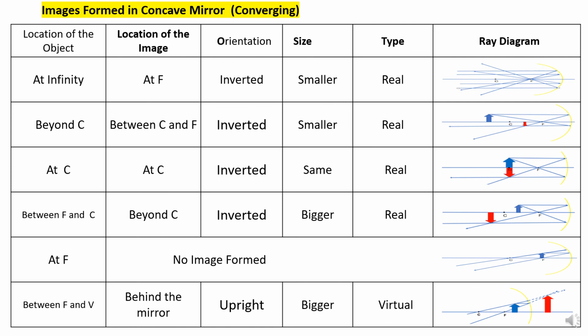To sum up the lesson, the images in concave mirror depend on the position of the object. It can produce both real and virtual images. It can be upright or it can be inverted. They can be behind the mirror or in front of the mirror. And as for the size, it can be bigger, smaller, or the same size as the object.